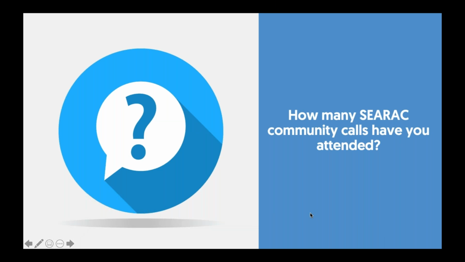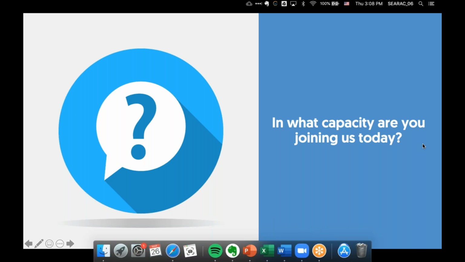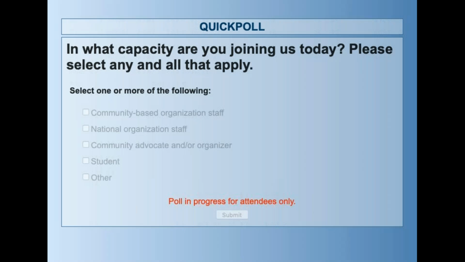All right. Our next question is just getting a sense of who's on the line. I recognize a few names, but just wanted to see in what capacity you are joining us today. Are you from a CBO? Are you from a national org? Are you staff or advocate or just an organizer, a student, or someone else? We'll give folks another 40 seconds maybe. All right, final 10 seconds or so.